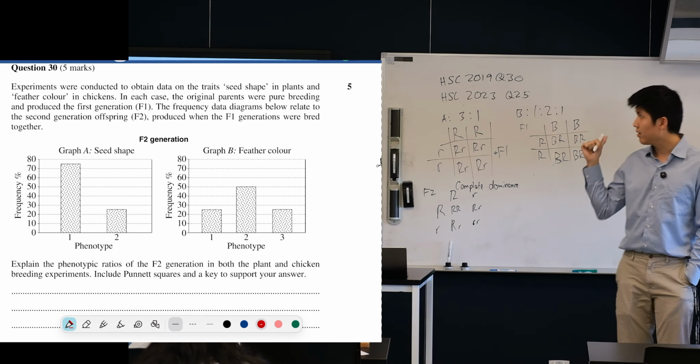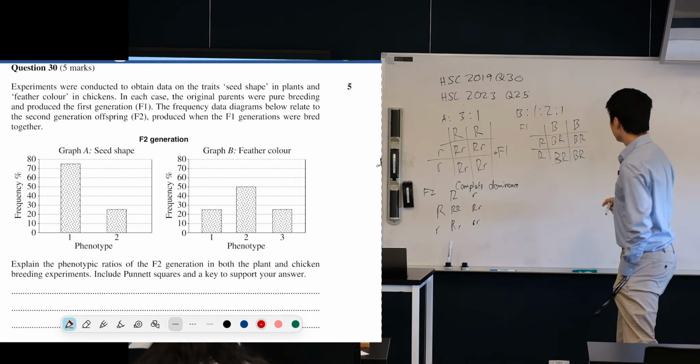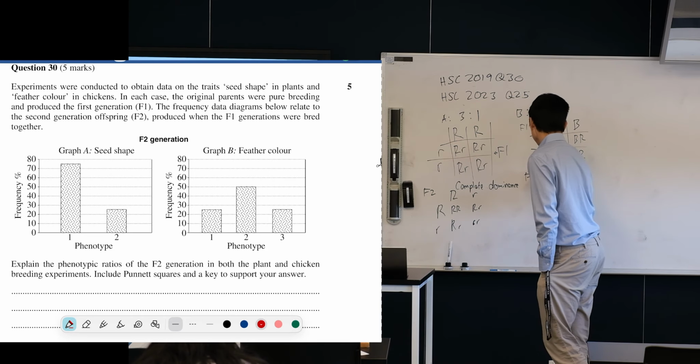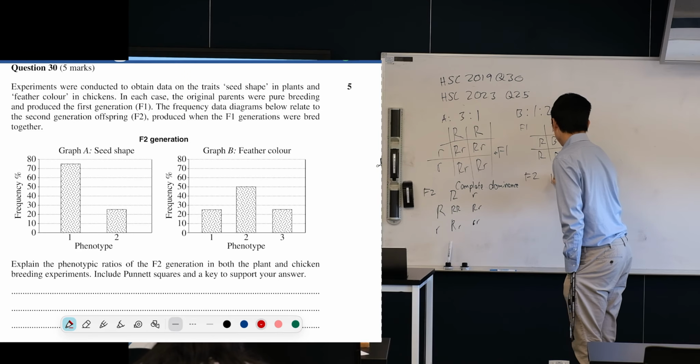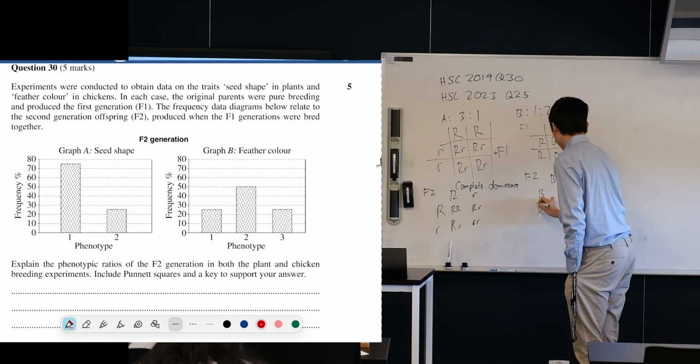Same thing, F1 generations get bred together, which will then make my F2. So I have to breed two of these heterozygous pairs together. So BR, BR.